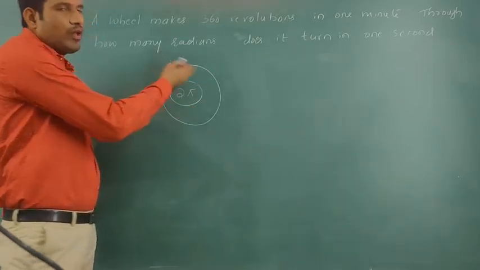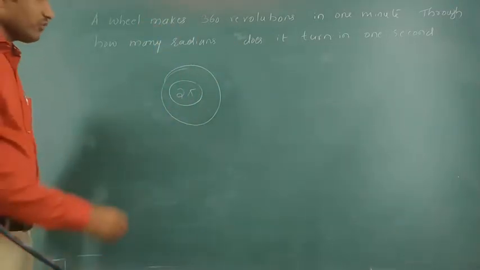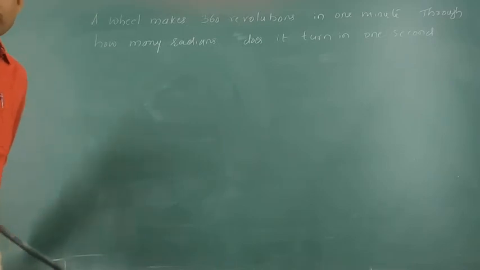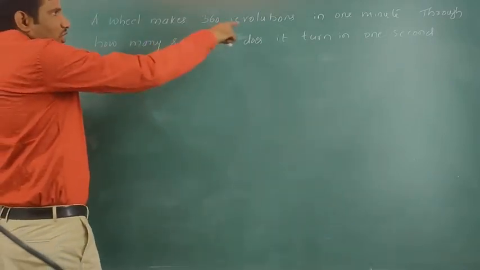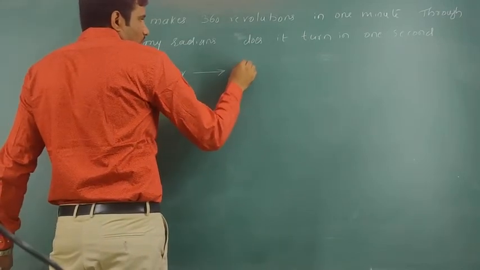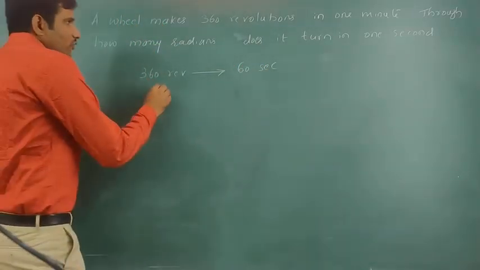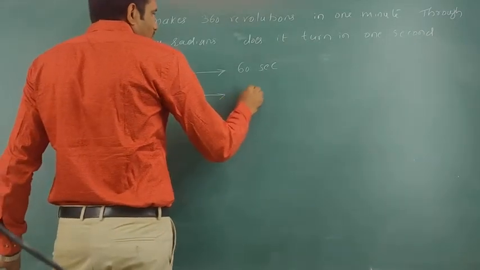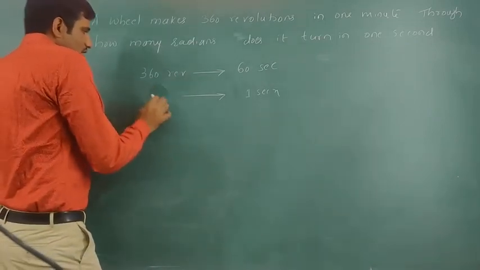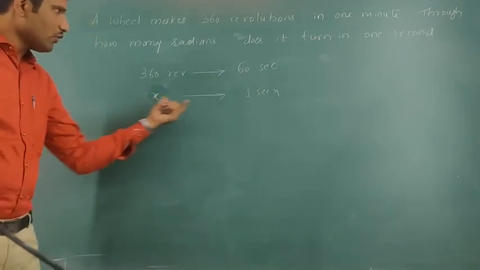In 1 second, how many radians does it rotate? First we'll find the number of revolutions in 1 second. The wheel makes 360 revolutions in 1 minute. 1 minute means 60 seconds, right? So how many revolutions will it make in 1 second? Let us say it is x.